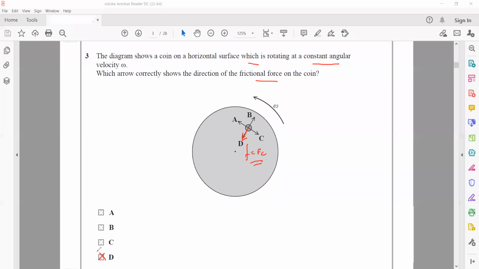Is it clear? Yes, sir. Whenever an object moves in a circular path, there should be a resultant force acting toward the center. So friction is trying to resist the movement of this object away from the circular path, so friction is directed towards the center. So basically, in this case, the frictional force is equal to the centripetal force as well.